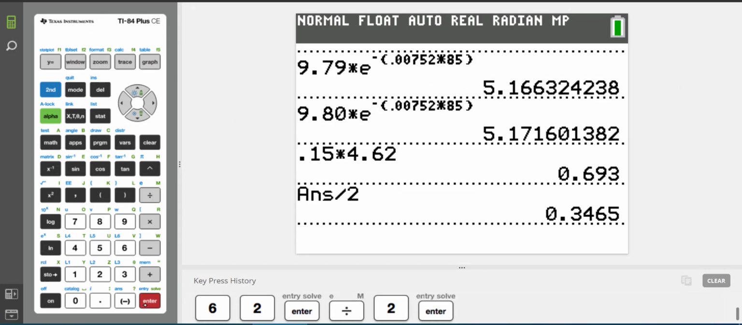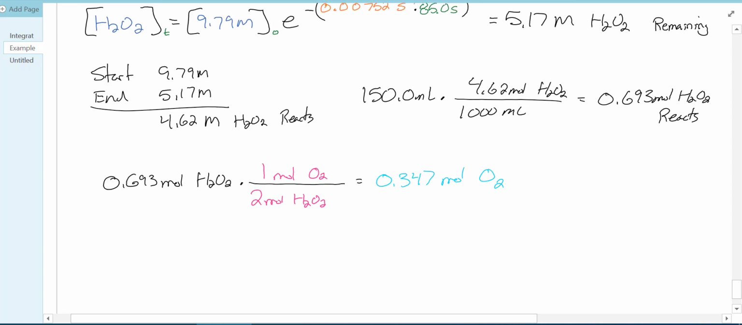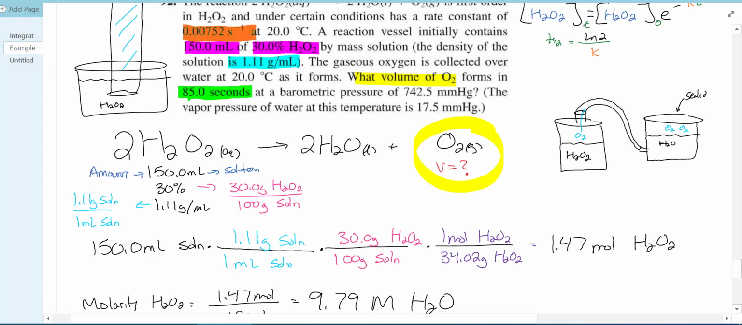0.347, perfect. So that's how many moles of O2 we have. Now, we're collecting a gas over water, right? So the volume formed is at that pressure, but we have water at this pressure, right? And if you remember some gas laws, we're going to have to subtract the water because there's water up here too. And just like total mass, right?